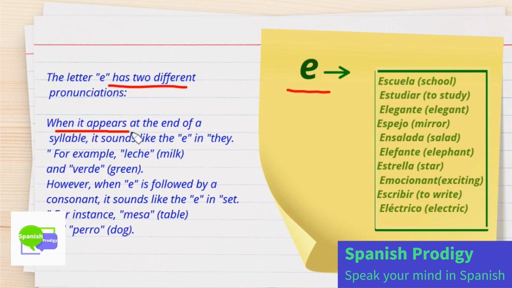The letter E has two different pronunciations. When it appears at the end of a syllable, it sounds like the E in they. For example, leche means milk and verde means green. However, when E is followed by a consonant, it sounds like the E in set. For instance, mesa means table and perro means dog.